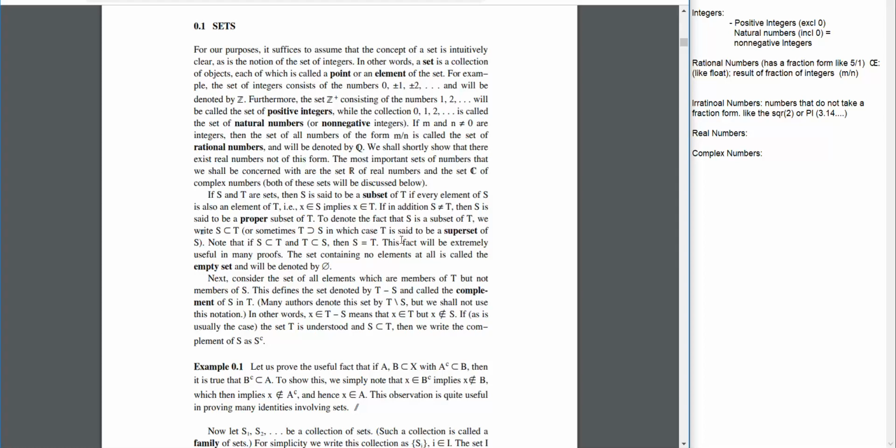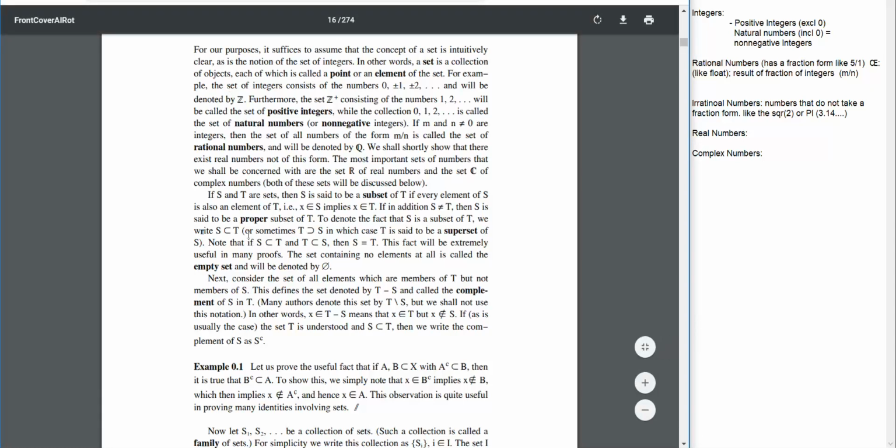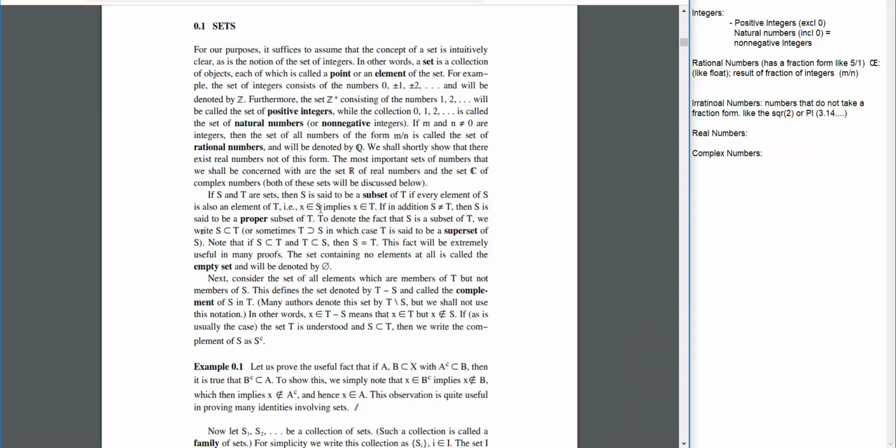So if T is the largest set and S is the smaller set, then S is a subset of T, given that every element in S is also an element of T. So we have X, which is an element in this set S. It means that that element is also in the set T.